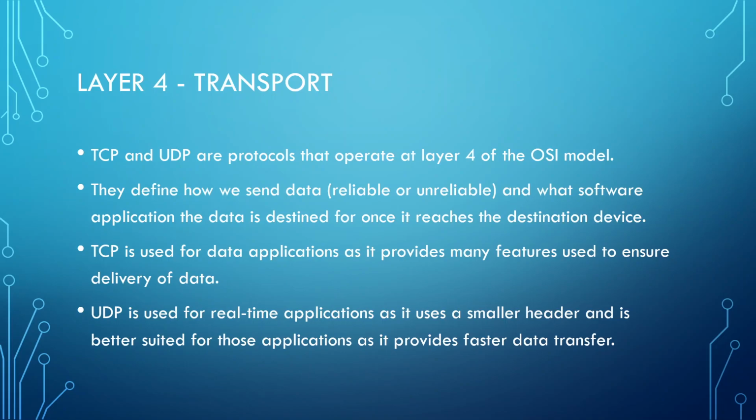UDP, user datagram protocol, sends data in an unreliable fashion in that it doesn't promise that the data will get there. TCP promises that the data will get there, and it will actually check with the receiving host that it's received the data that it's just sent. UDP does not. Now, the reason why we use UDP is because it has a smaller header, which means that a UDP packet is going to be of a smaller size, which means it can get from point A to point B quicker than a TCP packet.